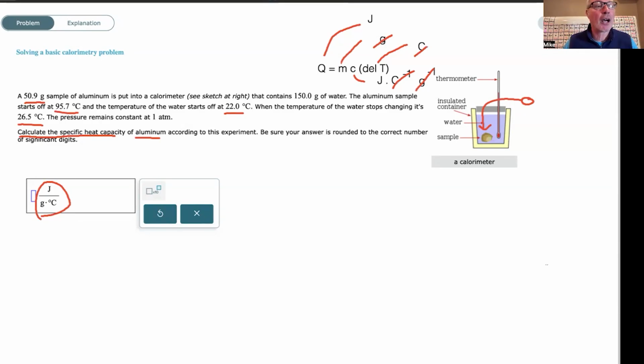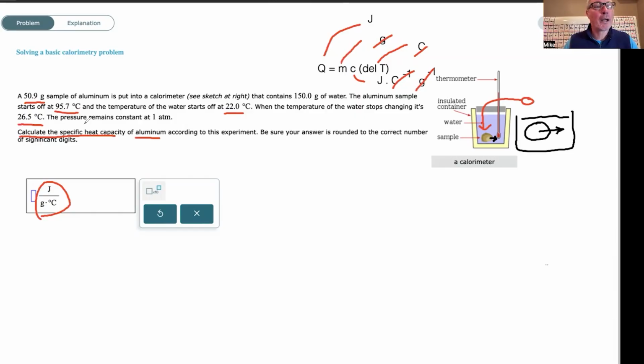Now, here's how we're going to solve this. These two things are going to trade heat. The warm piece of aluminum is going to give the water heat. If I could draw a little arrow, you've got your sample, and it's losing heat to the water. Now, why is it losing heat to the water? Because a warmer object is always going to give the cooler object the heat. And you can look at it the other way: the cooler object is going to accept the heat.